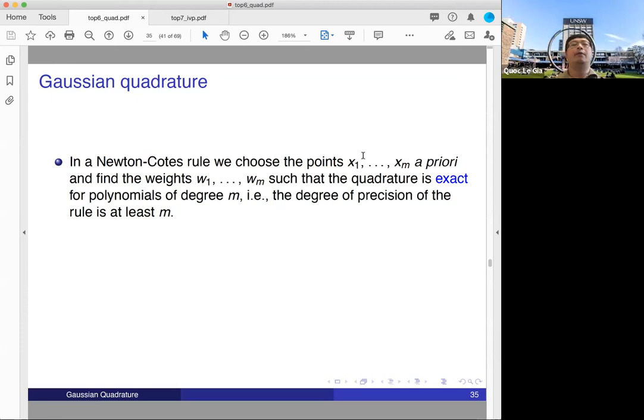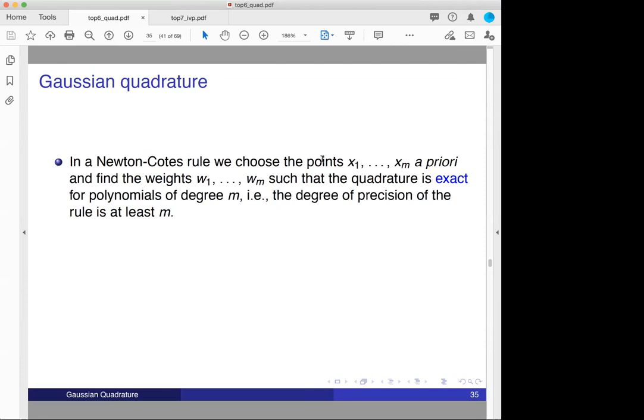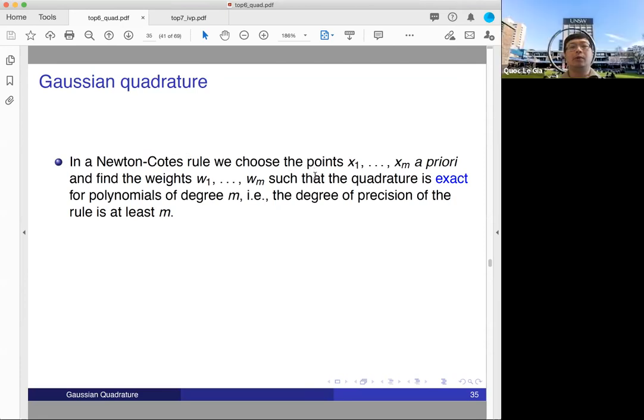If you remember in the Newton-Cotes rules or the interpolation rules, at first you choose the points x1 up to xm equally spaced, or you choose them in advance. And then after that, you find the weights by integrating the Lagrange polynomials. And then the rules will be exact for polynomials of degree m, and we say that the degree of precision is at least m. So this is a theorem.